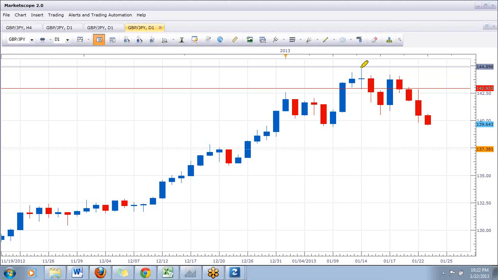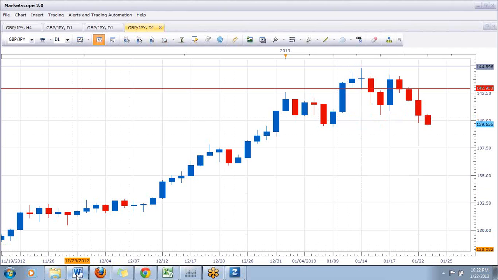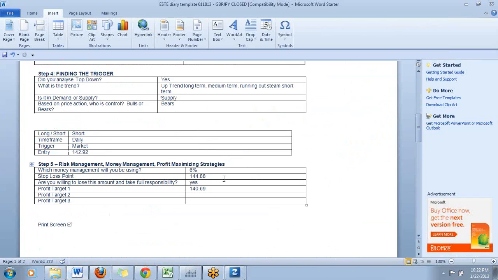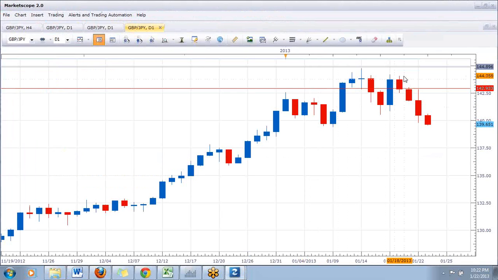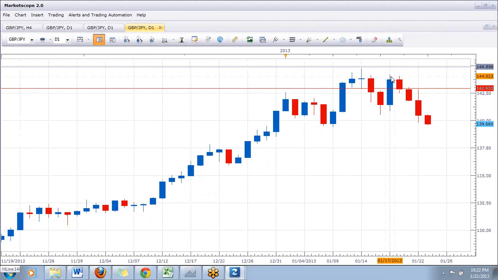Our stop loss, or the stop loss that I did put in, was the high of that one at 144.88. So 144.88, 142.90 something, close to about 200 pips pretty much from there to there. So the pound in the end is very volatile. In one day it can pretty much go close to about 300 pips. That's pretty much in one day, right?